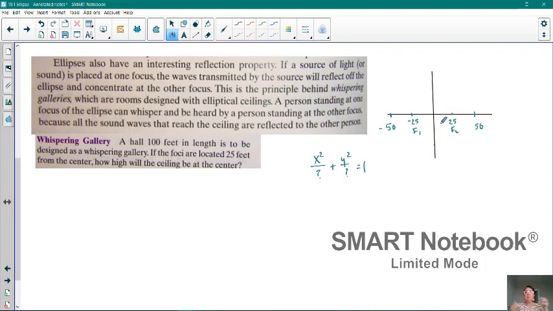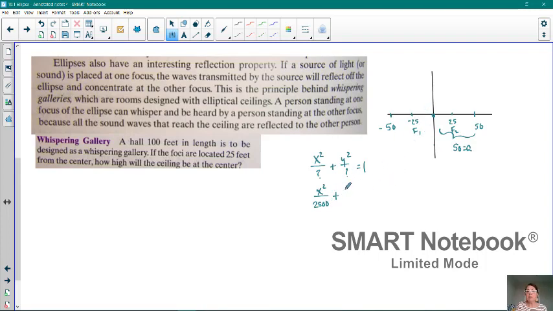Now, I know they have to be left and right because of the context of the problem. We're not going to have people up and down, so that tells me I'm going to have horizontal foci, which also tells me I have a horizontal major axis. Then that means the distance from the center to an endpoint of the major axis, or vertex, is my a. This is a squared because it's horizontal, so it's going to be x squared over 50 squared, which is 2,500.